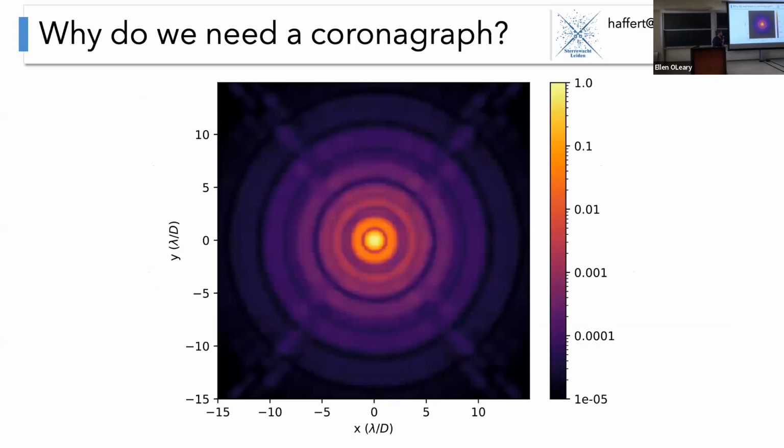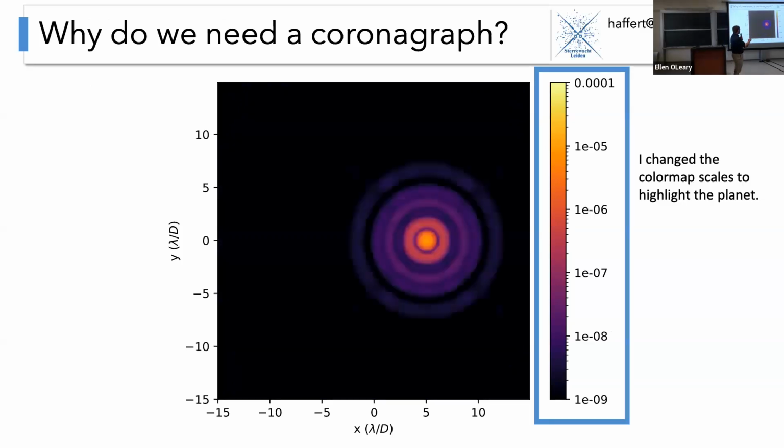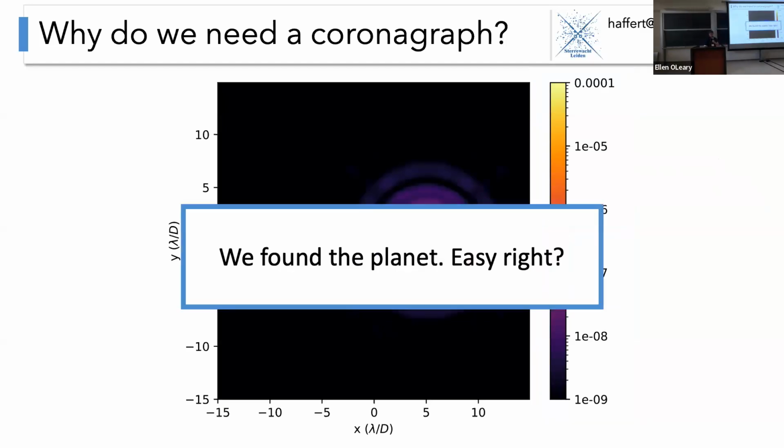And here I can show it. So this is an image of a star with a planet PSF in it at about 10 lambda over D at a contrast of 10 to the minus 10. My PSF is completely static. It's aberration-free. I can subtract it out. I change the color bar, as you can see here, and there's my planet. So if we have a static background, it's really easy. We just subtract out the static background. So why do we need a coronagraph at all if we can do this? It's pretty easy.